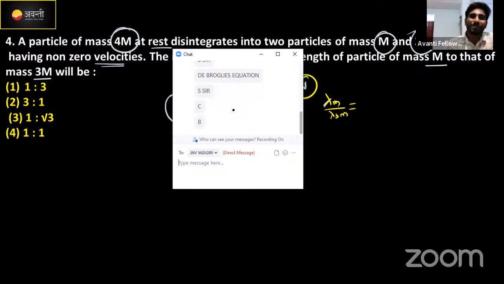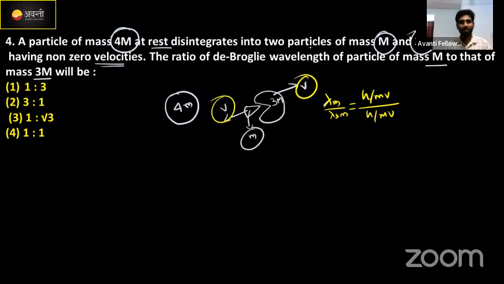You will substitute the values of lambda equal to h by mv divided by h by mv, correct? Here the masses 3m and m you will substitute, and h cancelled, v cancelled. Yes, I understand that. But the thing is that here they are moving with non-zero velocities. But in this case, the momentum is the same. Okay, it is disintegrating, which means conservation of momentum is taking place here.